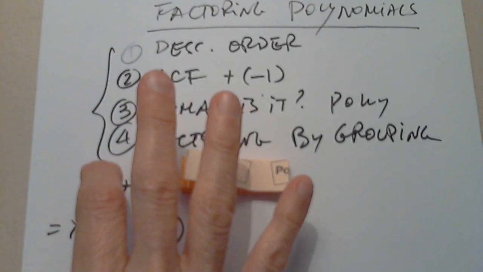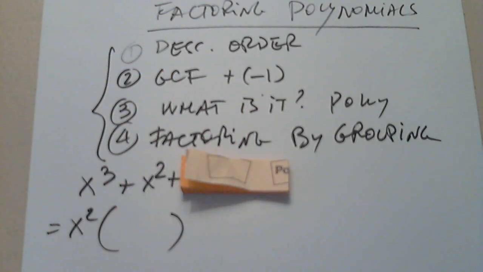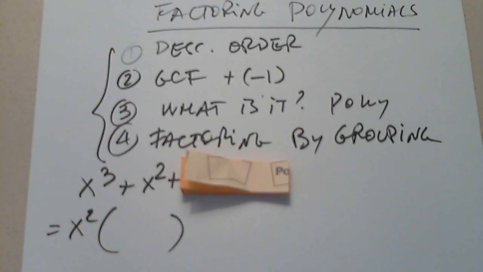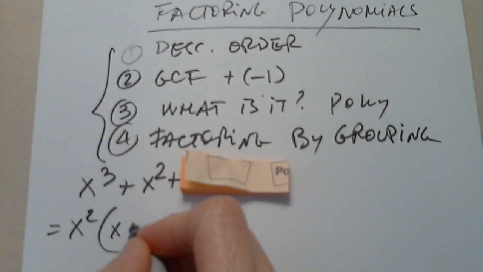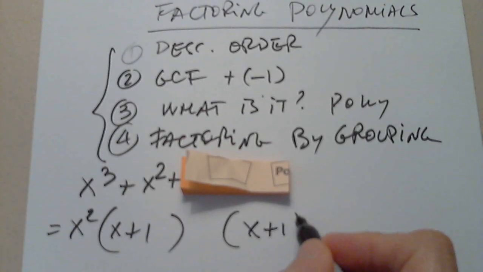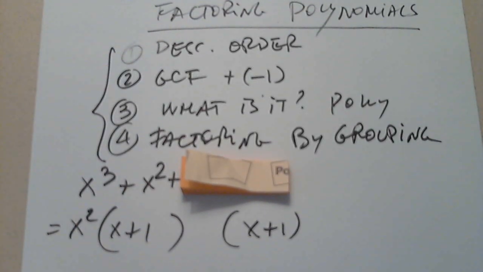This times this has to give us this. This times this has to give us this. We started with 2 terms. We have to have 2 terms inside. Yes, indeed, x plus 1. If I do not have x plus 1 coming out from the other 2, I'm in trouble. These have to be the same.